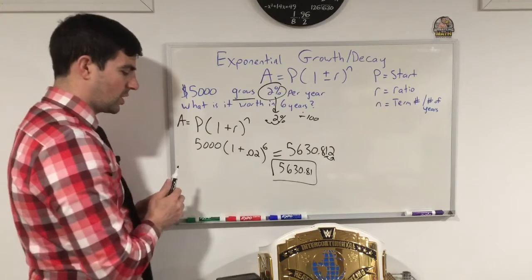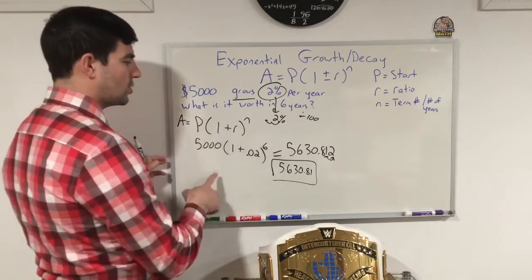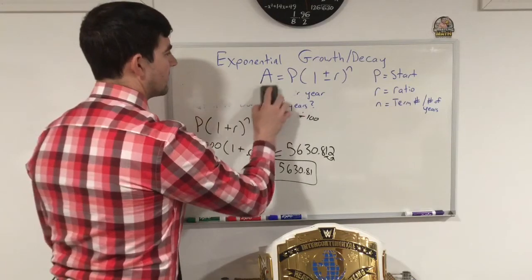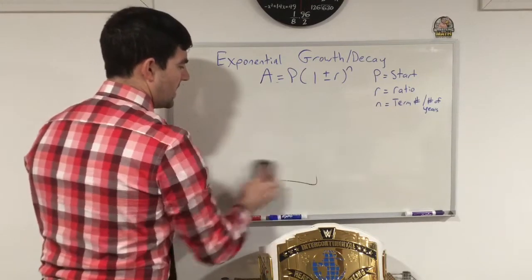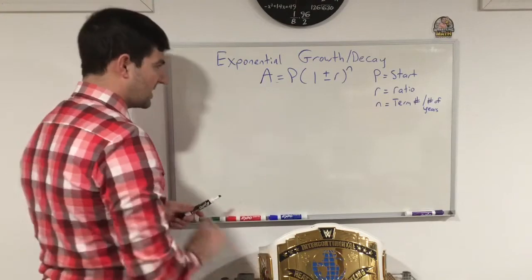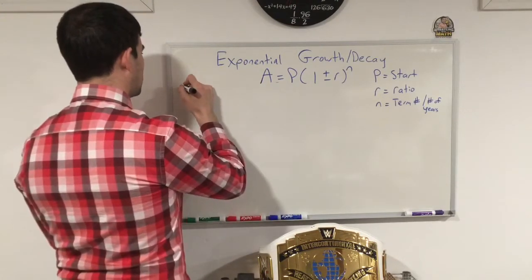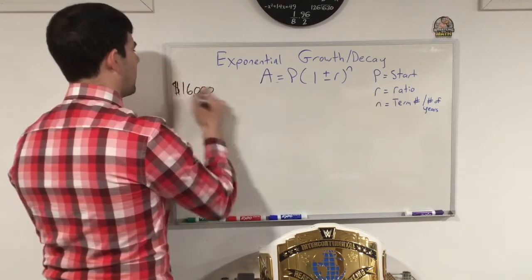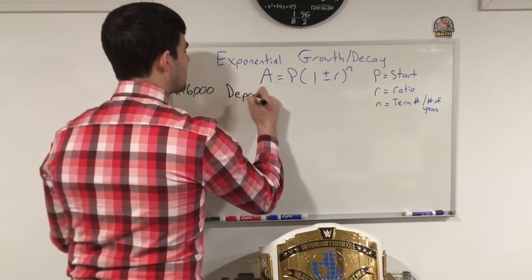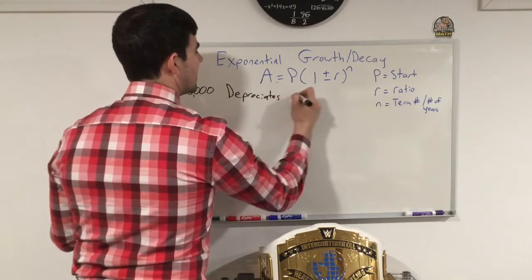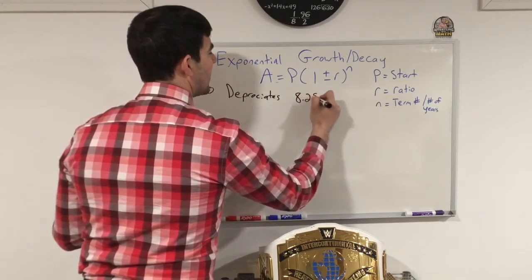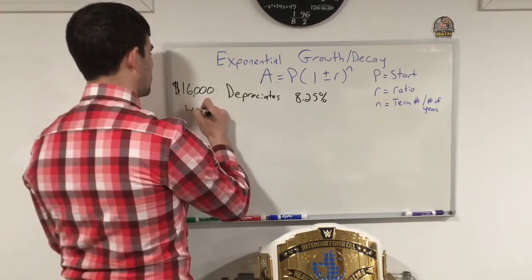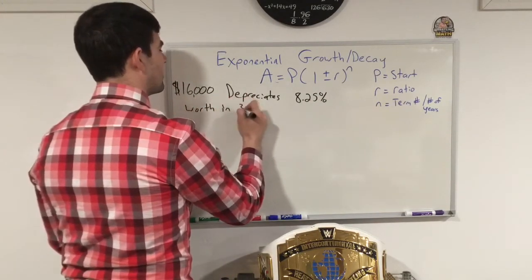So if you do need to go back, feel free. I'm going to do one more example with a decay. So let's get rid of this. And since cars are something that decays, let's say you bought a car for $16,000 and it depreciates 8.25% each year. Okay, what is it worth in 3 years?